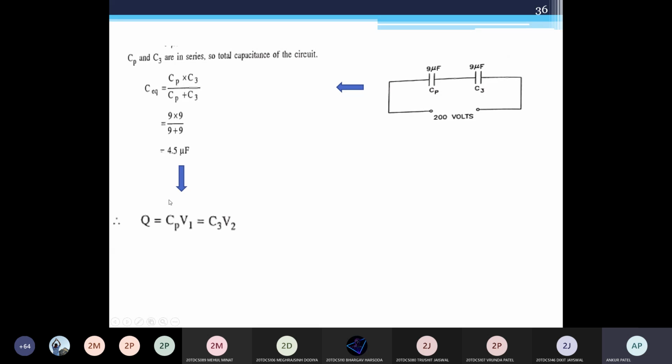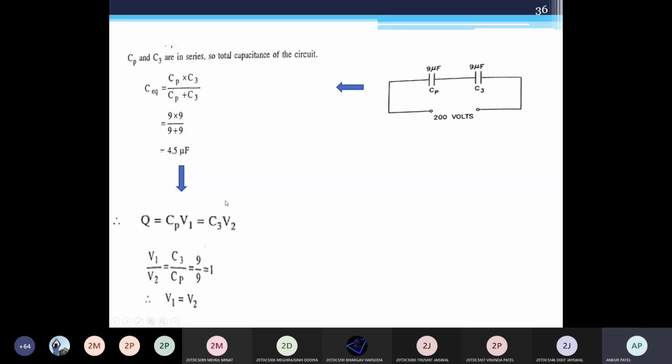Now charge, we know Q is equal to Cp into V1 is equal to C3 into V2, as we know the charge stored in series connection remains the same. The voltage is different for each capacitor. Across Cp we have V1 and across C3 we have V2. So we can write the charge: Cp into V1 is equal to C3 into V2.